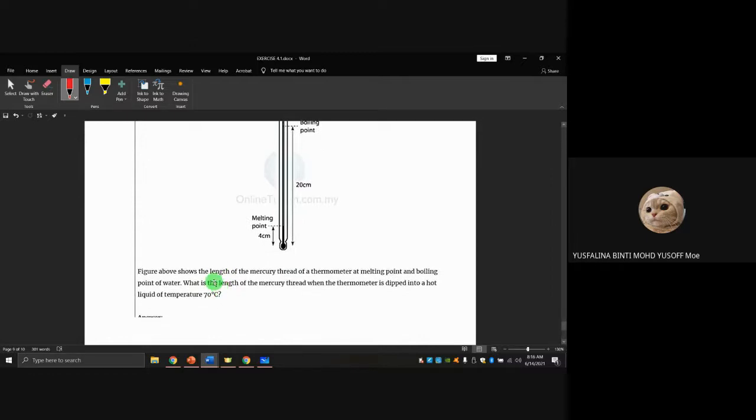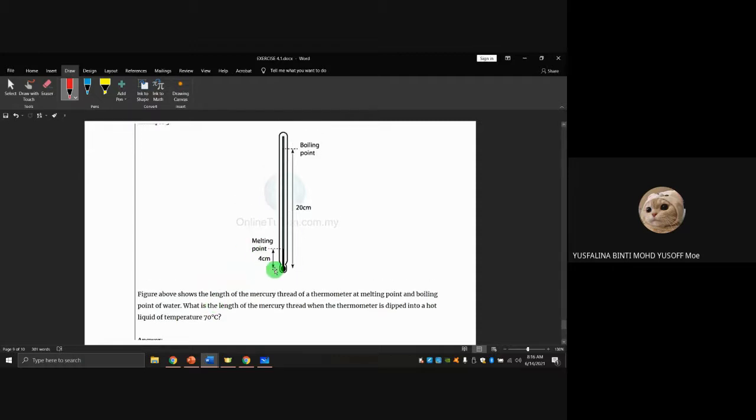This one, they ask you to find the length of mercury. They give you the theta, the temperature, right? Now they give you the temperature and ask you for the length of the mercury. So use the same formula. It already gives you the melting point is 4 cm and the boiling point is 20 cm. So that's why I said sometimes they say freezing point, sometimes they call it melting point, but both are actually the same. So take out first what is the info given, then you can use the formula.